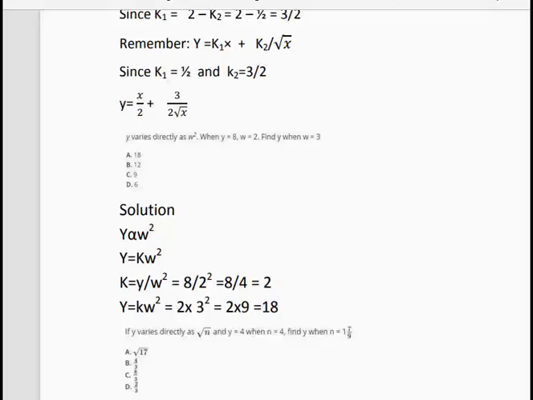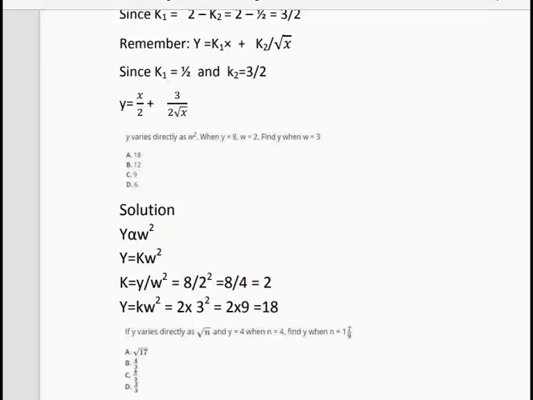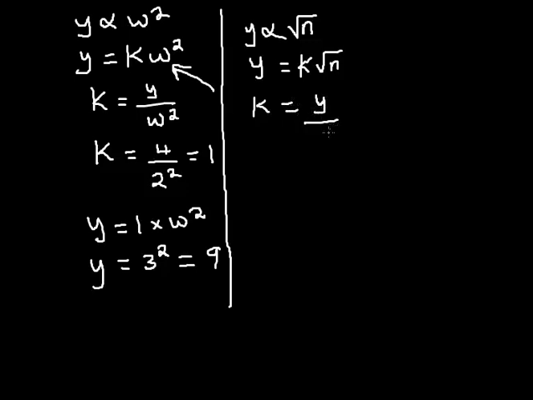Let's look at another question. They're all simple questions. All you need to do, the first thing you need to do, is to find your constant. This one goes like this: if y varies directly as the square root of n, that means y is equal to k square root of n. Then my k is going to be equal to y all over the square root of n.